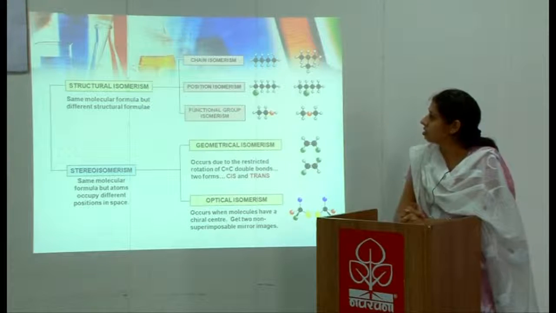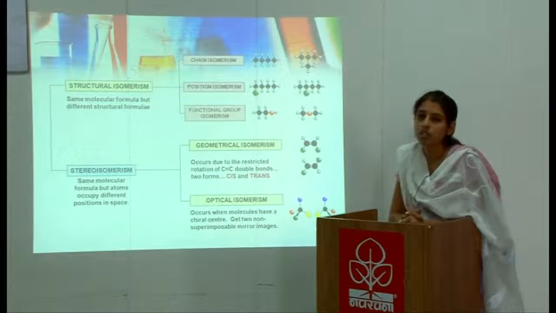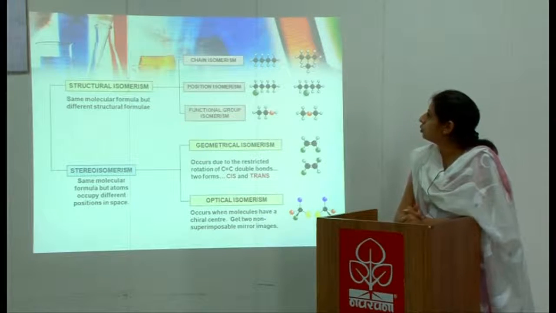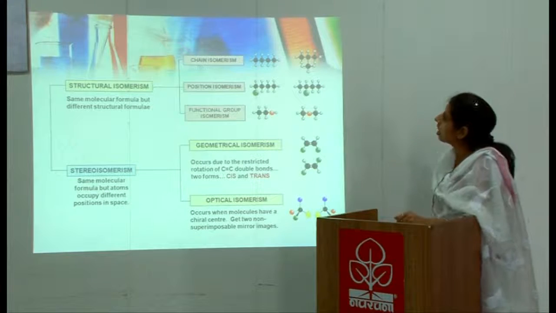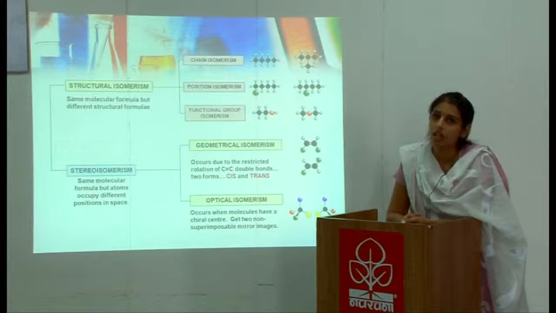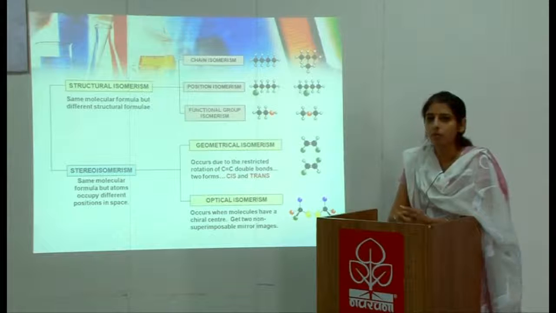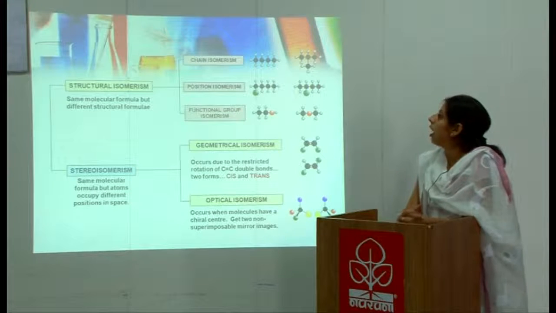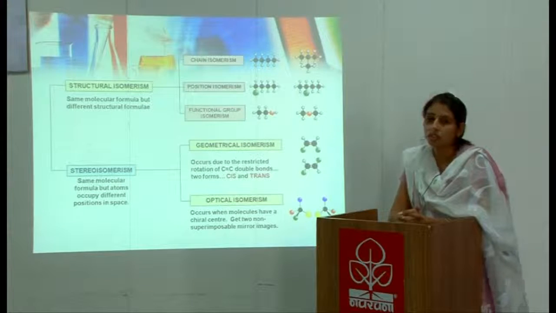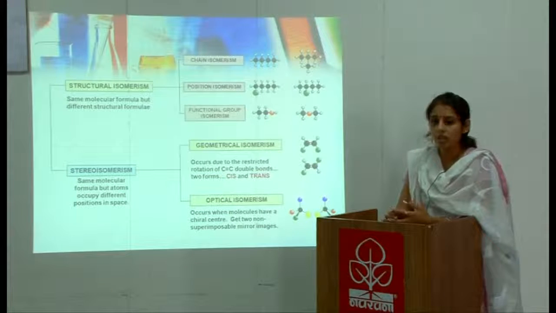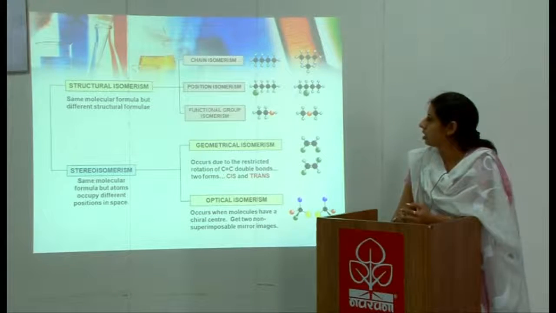The first one is structural isomerism. These are compounds which have the same molecular formula but different structural formulas. These are further divided into chain isomerism, position isomerism and functional group isomerism. Chain isomerism means, for example in butane, all 4 carbons are arranged in a single straight chain. In another form, 3 carbons are arranged in a straight chain and the fourth one is perpendicular. So in chain isomerism, we have straight chain and branch chain compounds.